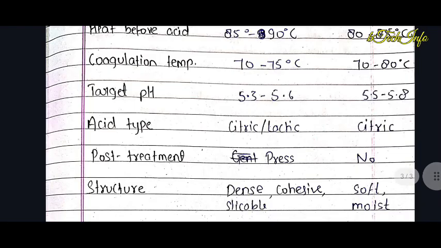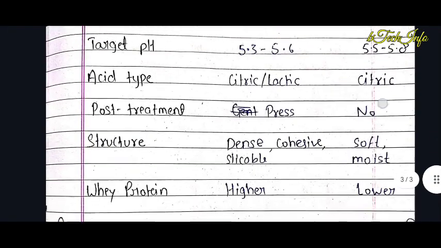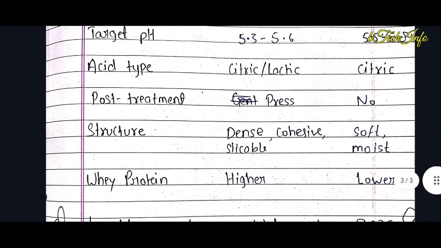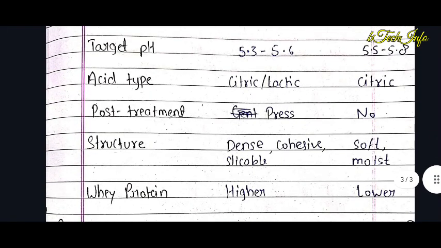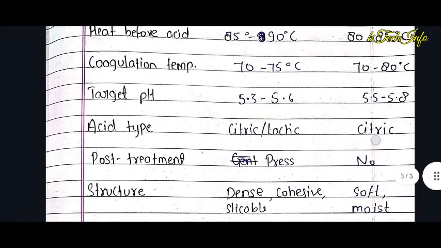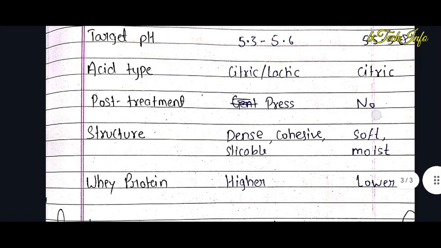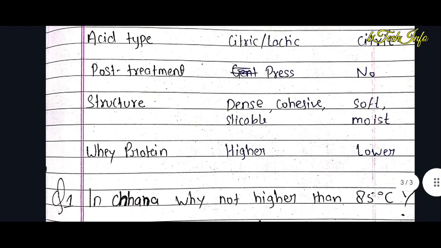Acid type, like we have discussed, in paneer we use both citric and lactic acid, and in chena we use citric acid or lemon juice. Post treatment: pressing is done in paneer and no pressing is done in chena, because we want a softer body. Structure, like we have dense, cohesive and sliceable body in paneer and soft and moist body in chena. Whey protein should be higher in paneer and lower in chena.